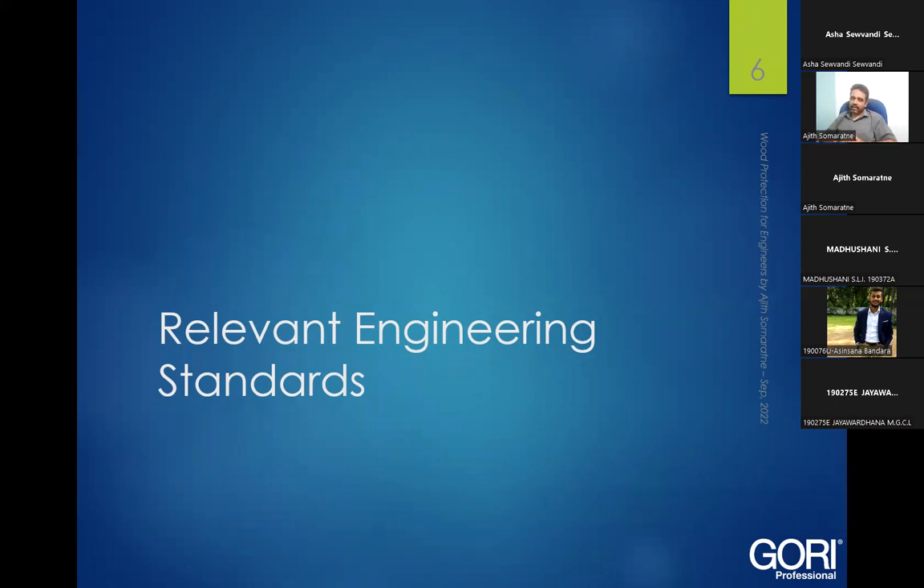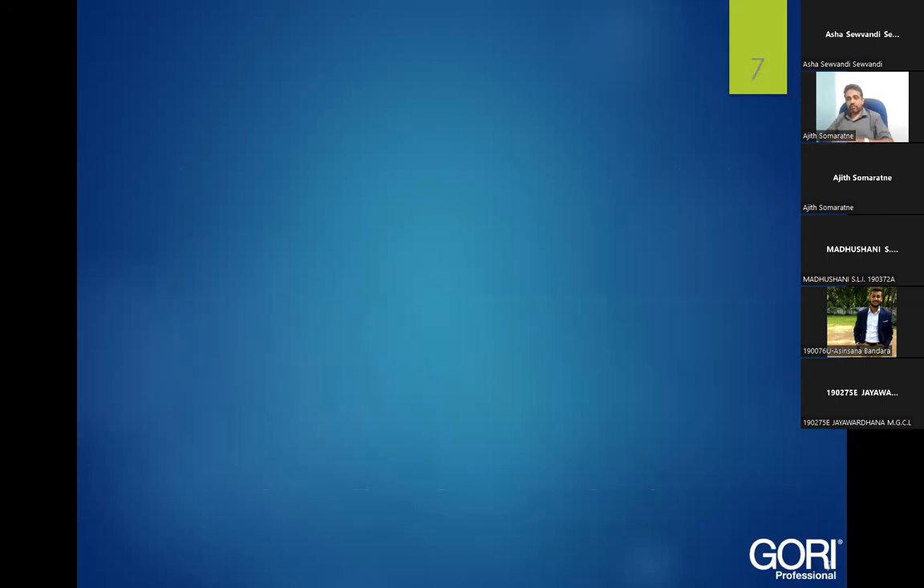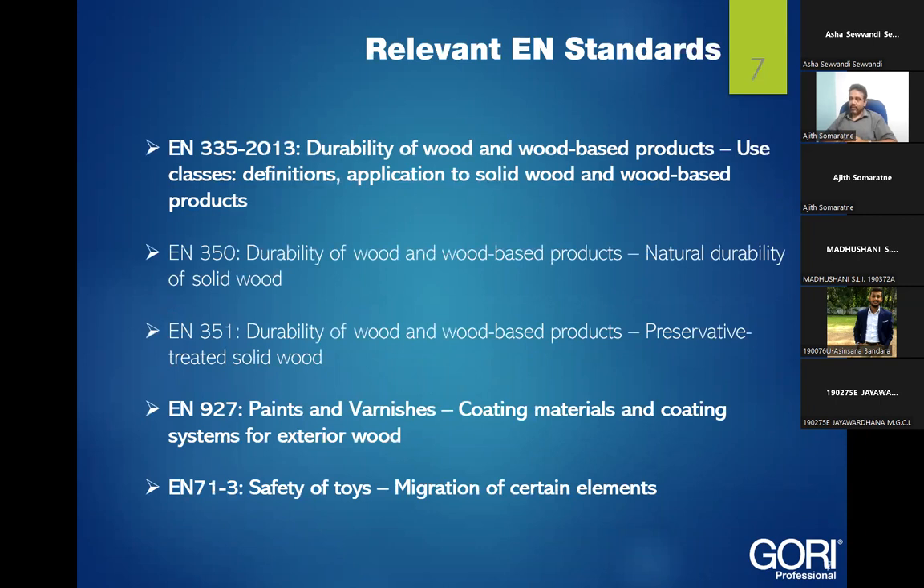We have several engineering EN codes relevant to this, but today I'm talking about just three. I mentioned five codes here, but I'll discuss just three in a little detail. There are several other things, but relevant to coatings. Of course, today I'm talking about wood protection coatings. So relevant to wood coatings, I will discuss three EN codes in brief.